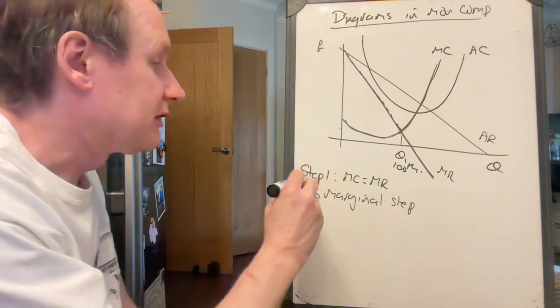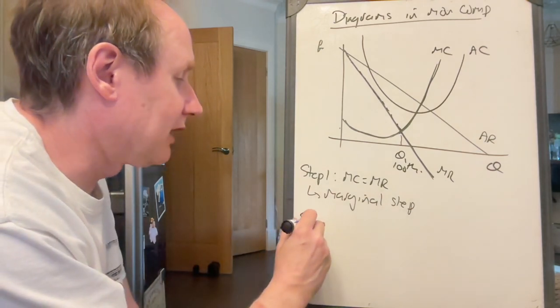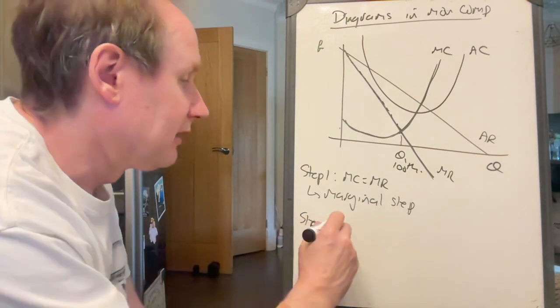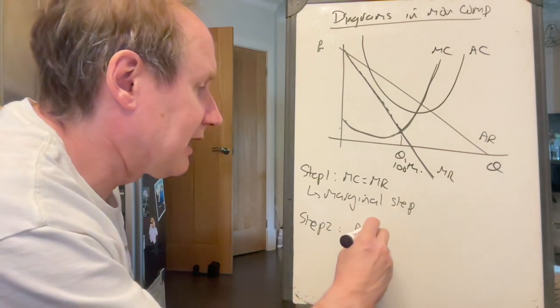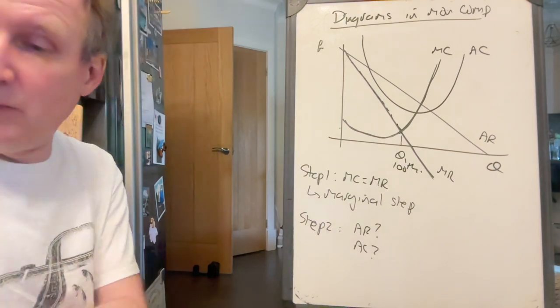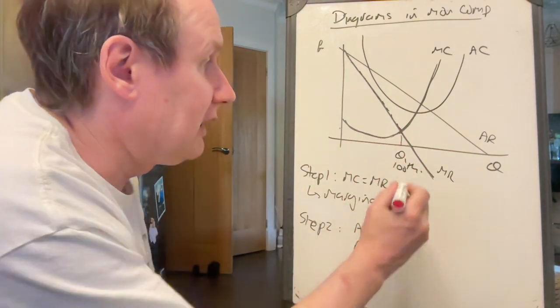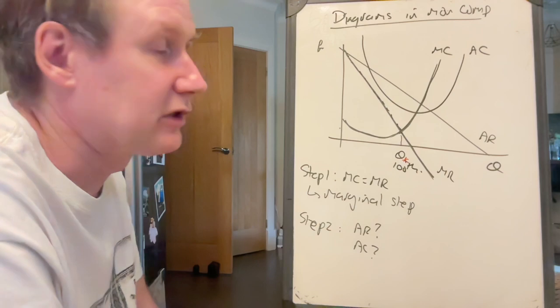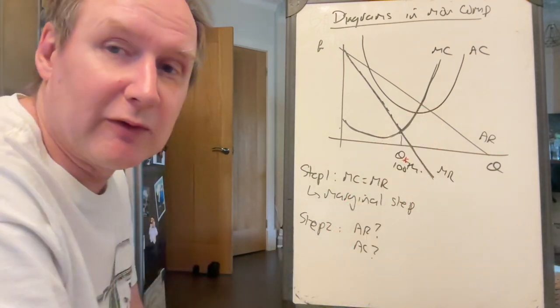So that's step one. Step two, we simply say, okay, great, did we make a profit? So we now say, where is average revenue and where is average cost? And we're only interested in, I suppose I should call that Q star, at Q star. I'm not interested in the minimum point of the average cost curve.